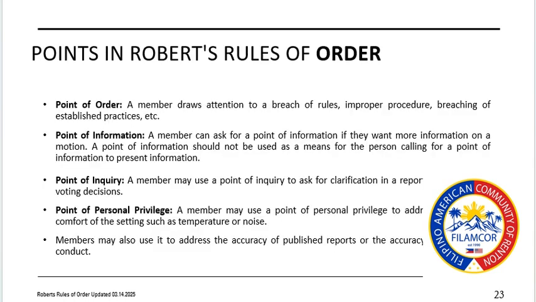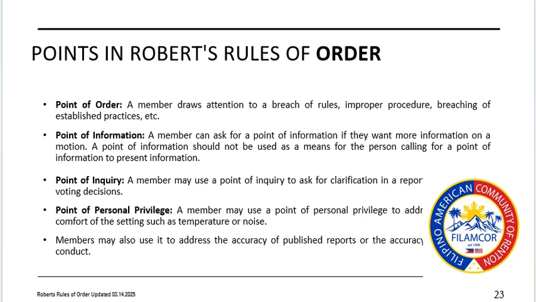Points in Robert's Rules of Order. Point of order. A member draws attention to a breach of rules, improper procedure, or breaching of established practices. Point of information. A member can ask for a point of information if they want more information on a motion. A point of information should not be used as a means for the person calling for it to present information.